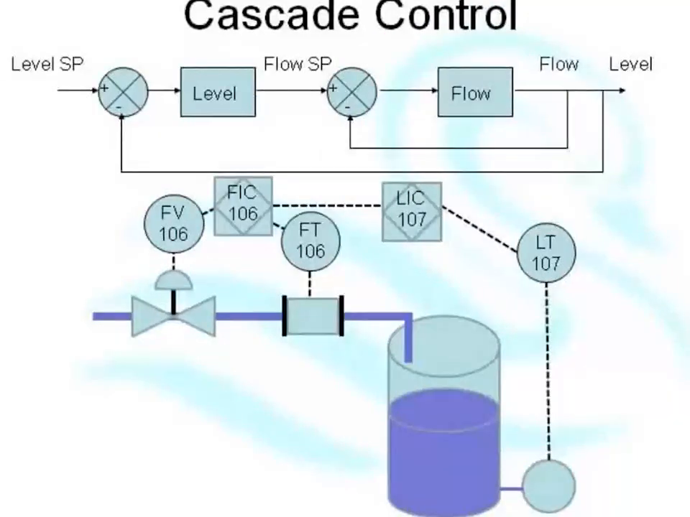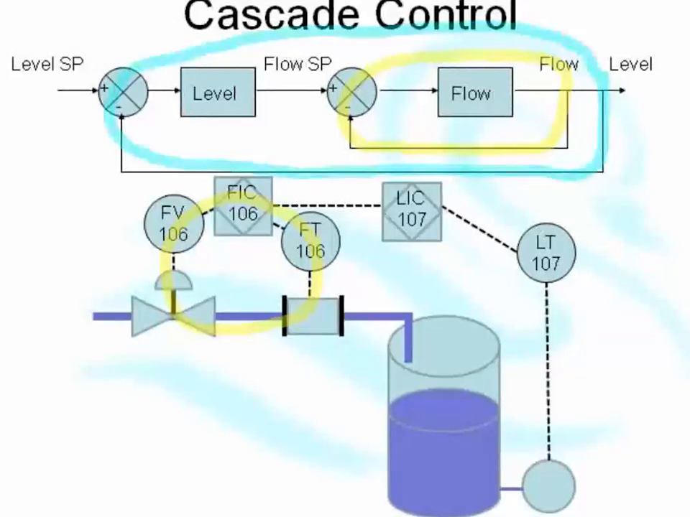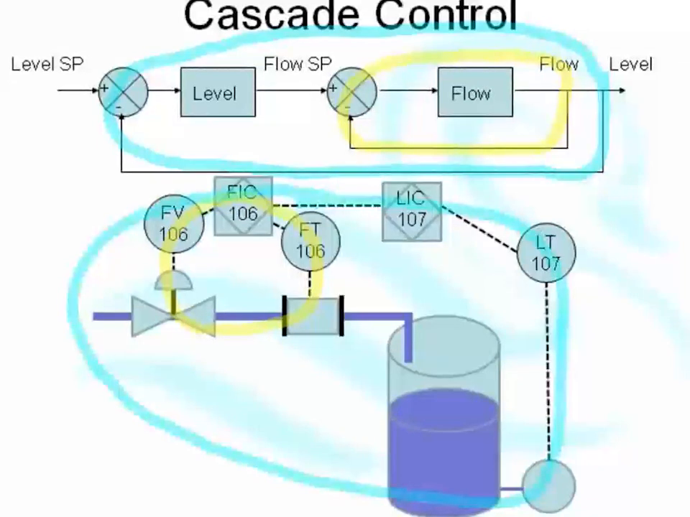Okay, now this is what cascade control looks like. What I've got here is a loop within a loop. Looking at this again, I've got the inner loop, which is the flow loop, which is this bit, and I've got the outer loop here, which is the level loop, and that's that bit.